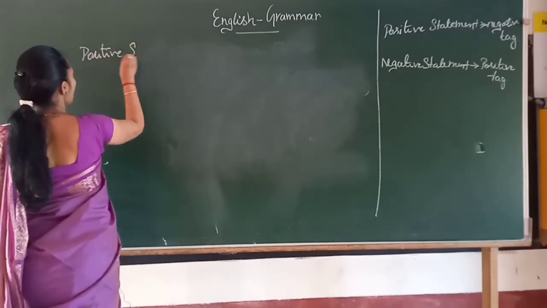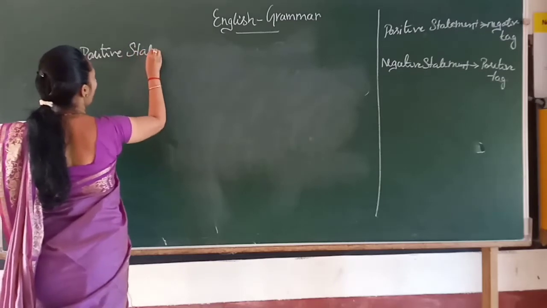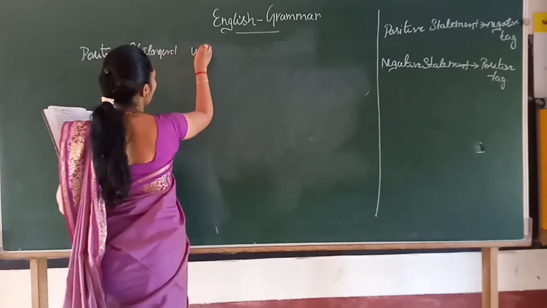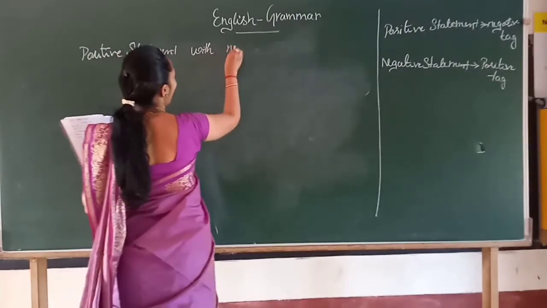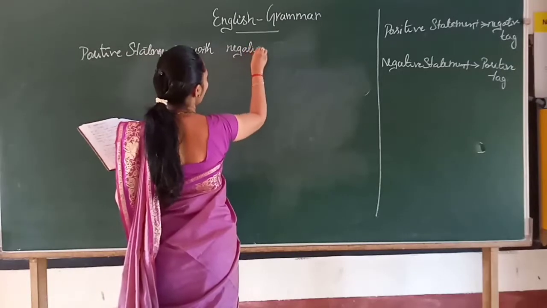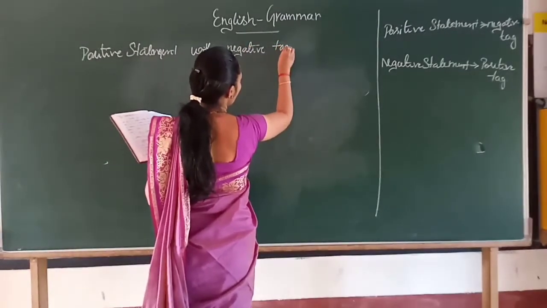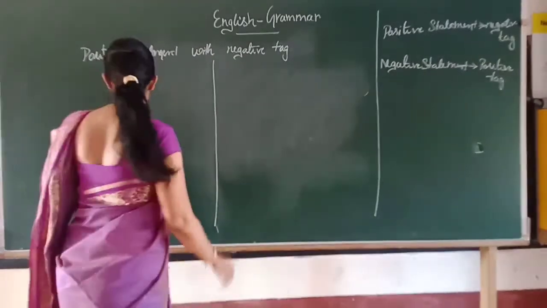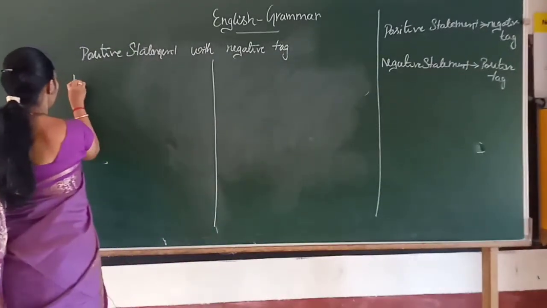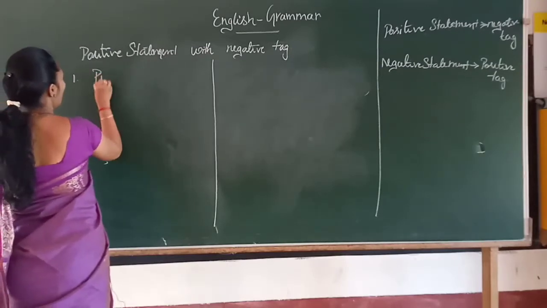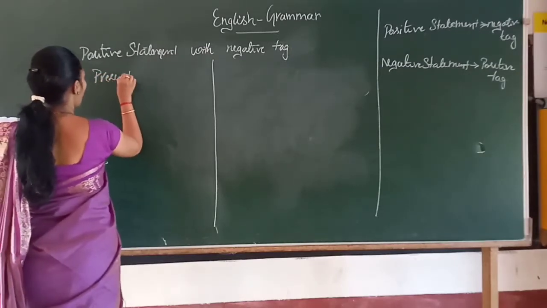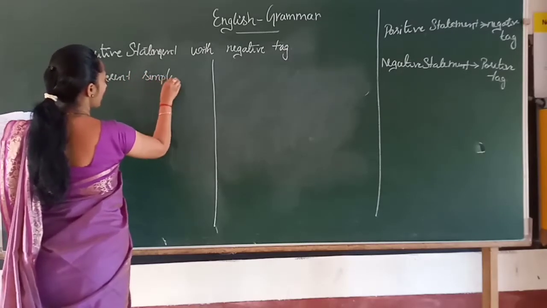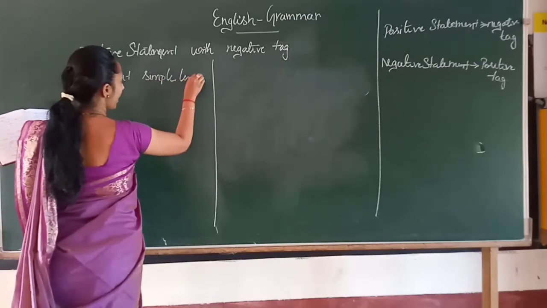Positive sentence statement with negative tag. Okay. After this heading, make 2 columns, children, and the first example is in the present simple tense. Present simple tense. Okay.